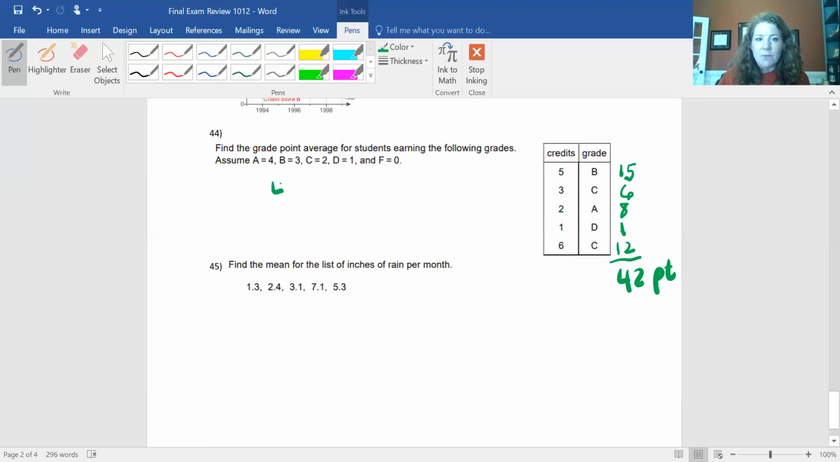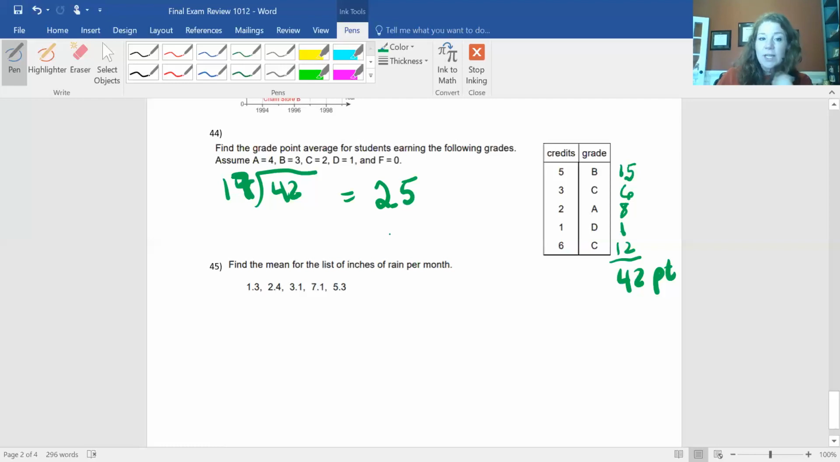So we're going to divide 42 points by 17 credit hours, except I wrote a 14. I don't know why. So 42 divided by 17 is, he has a GPA right now of about 2.5, 2.47 or 2.5. His GPA is 2.5. So that's the one about weighted, that would be weighted means, because these grades are worth a different number of points. But so the final answer, anyway, the final answer is 2.5 or 2.47.